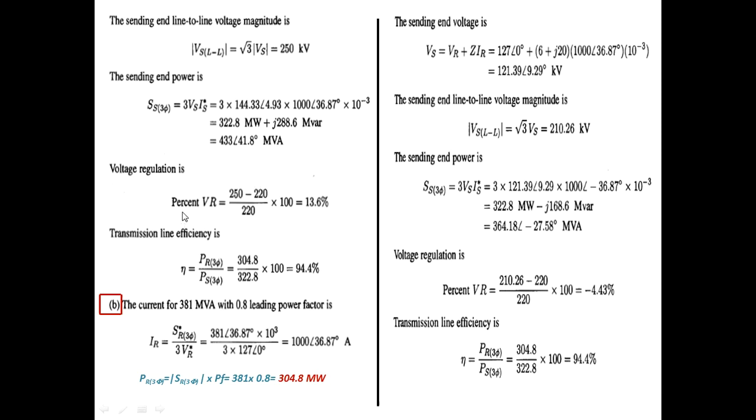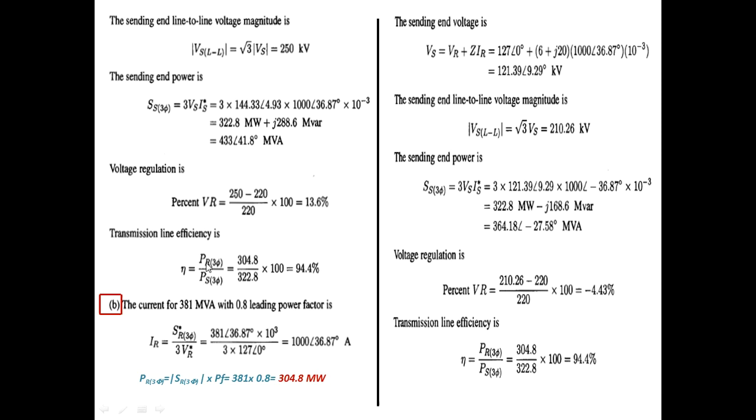For the voltage regulation, we apply the rule. It is 250 minus 220, divided by 220. 250 is the no load receiving end voltage, which is the sending end voltage, minus the full load voltage, which is 220 kV. So the regulation is found to be 13.6%.